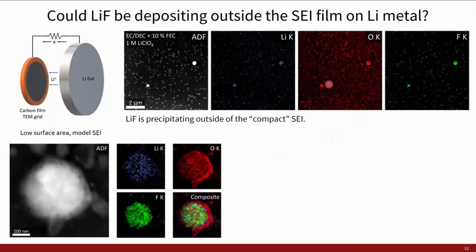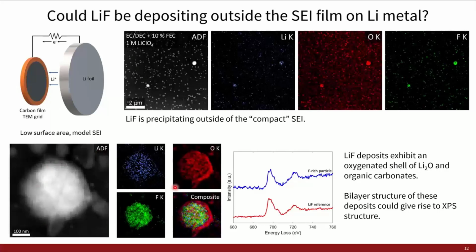If you look at the oxygen map coupled with the fluorine map, you'll find that a lot of the oxygen is coincident with the fluorine particles. And looking at a higher resolution scan, we can see that there's this sort of bilayer core-shell type structure to these SEI particles, where the core is highly fluorinated, but there is a more oxygenated shell around them. Looking at the actual EELS spectra of the fluorine particle, we can see that it matches very well with a lithium fluoride reference, confirming that these particles are in fact lithium fluoride. But they are covered in an oxygenated shell that consists of both lithium oxides and organic carbonates.